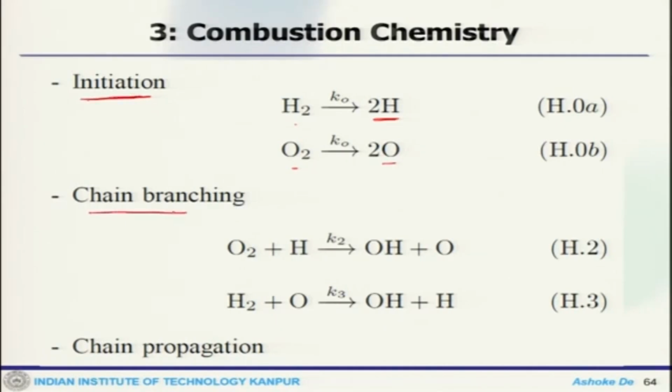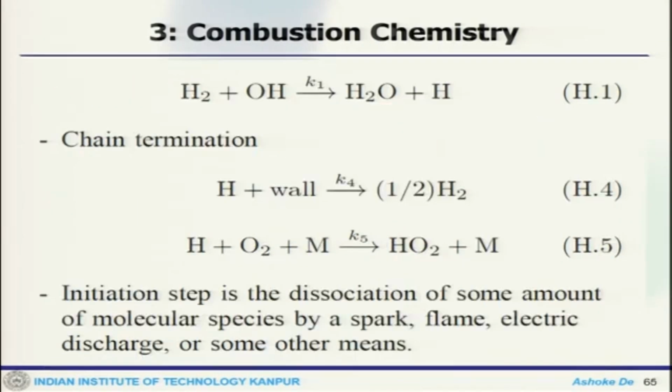Now, my chain branching starts to take place. Then O2 and H will combine to form OH and O, and H2 and O, which are formed at the initiation stage, will combine to form OH and H. If you look at this process, again you get another free radical, which is OH. Now, the propagation: H2 will combine with OH and form H2O and H. These are the steps which will take place, and then finally the termination comes into the picture, where H goes to the wall and terminates, or H with oxygen will form HO2 and M.